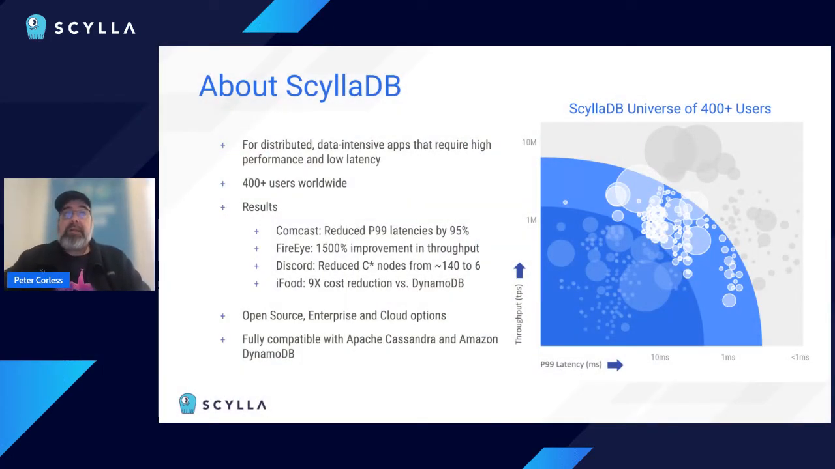First, a little about SillaDB. SillaDB is a monstrously fast and scalable NoSQL distributed database, perfect for highly available, highly performant, terabyte scale workloads. It was patterned after Apache Cassandra and also offers an Amazon DynamoDB compatible API.